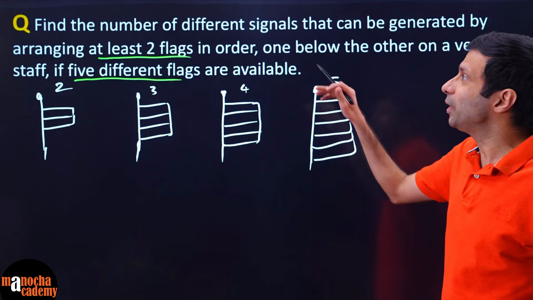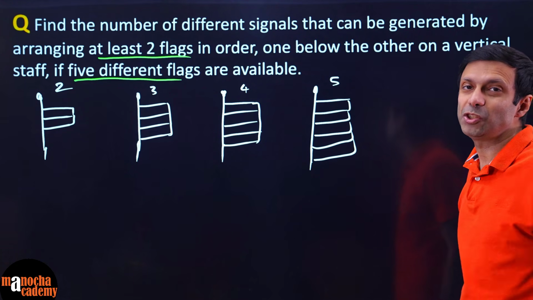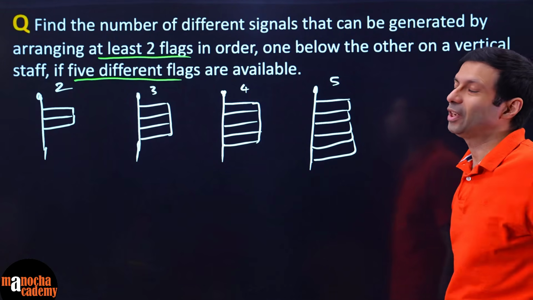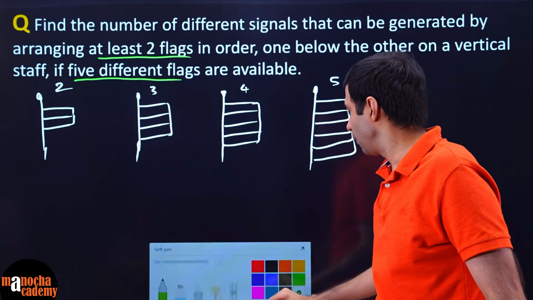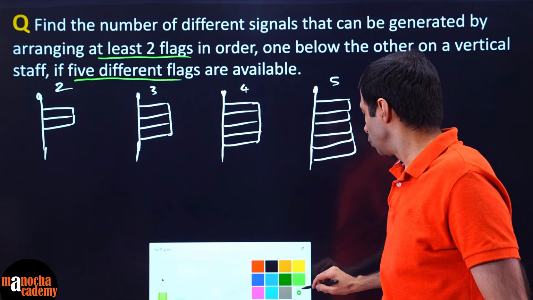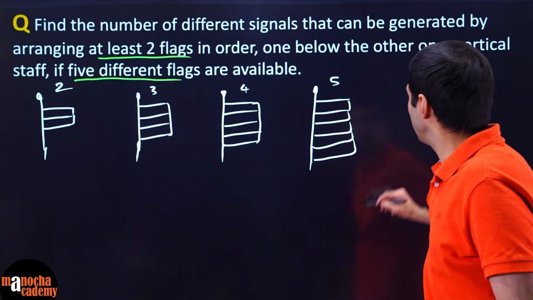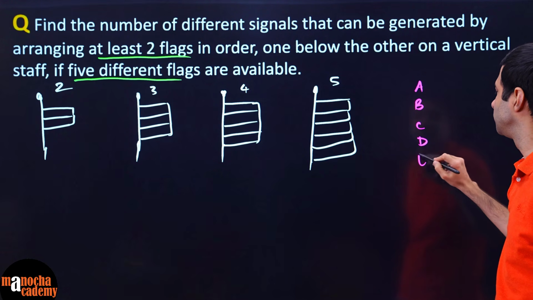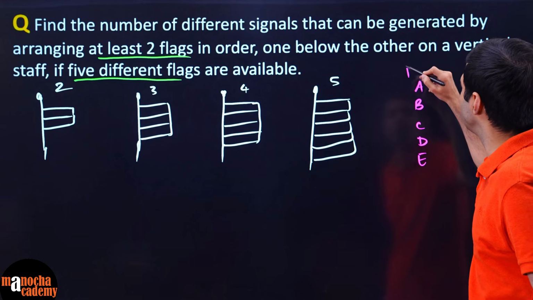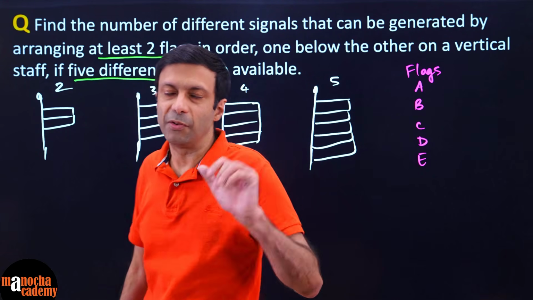Now the question is, how many such possibilities, how many arrangements, how many ways are there of arranging these 5 different flags, right? So we can say that the 5 flags have different colors. So you can call them colors A, B, C, D, E. So these are all the different flags that you're having, 5 different flags.